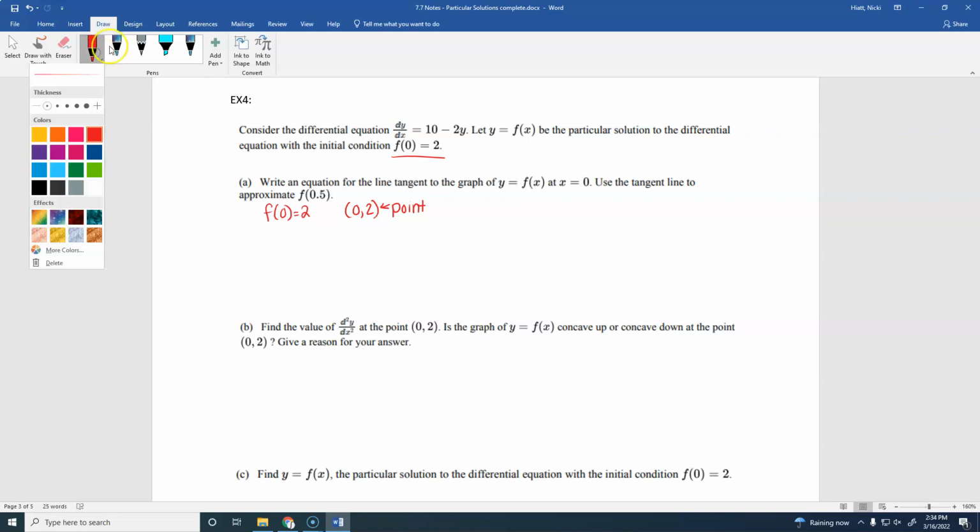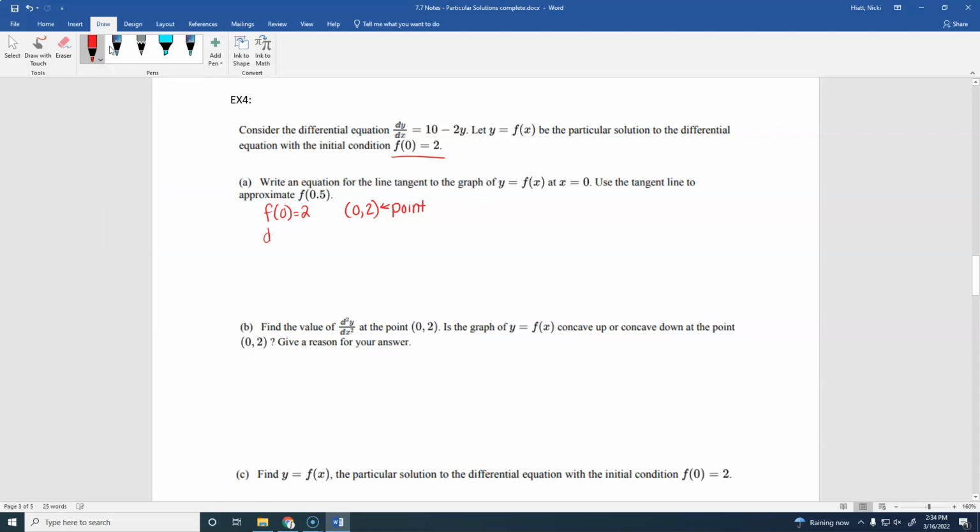Alright, so where are we going to find the slope? dy dx is our derivative, so that is our slope. We're going to put this line right here, such that (x, y) equals (0, 2). When we plug it in, we're actually only plugging the y coordinate in because we only have a y in our expression. So we'd have 10 minus 2 times 2, which is going to give us 6. That is our slope.